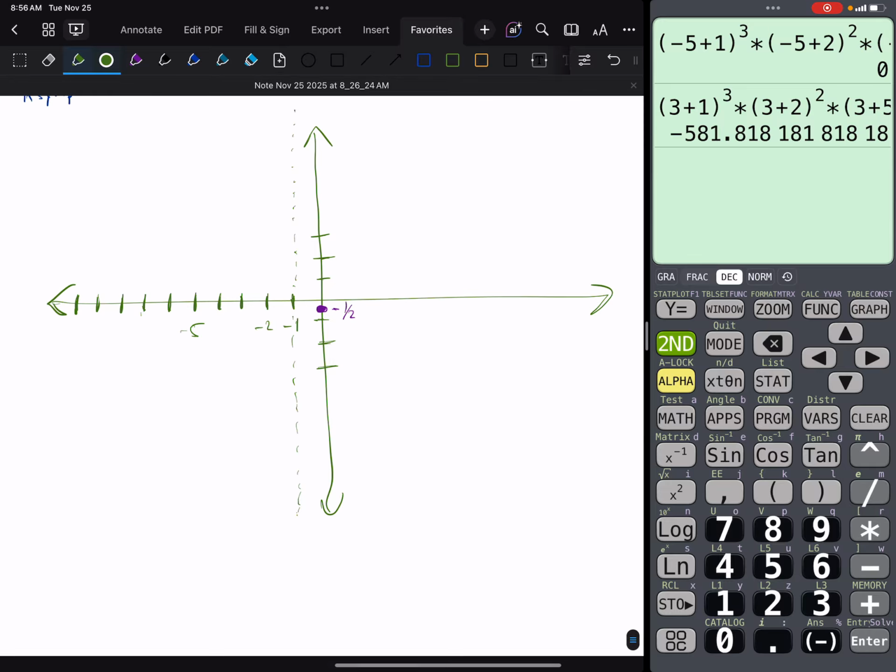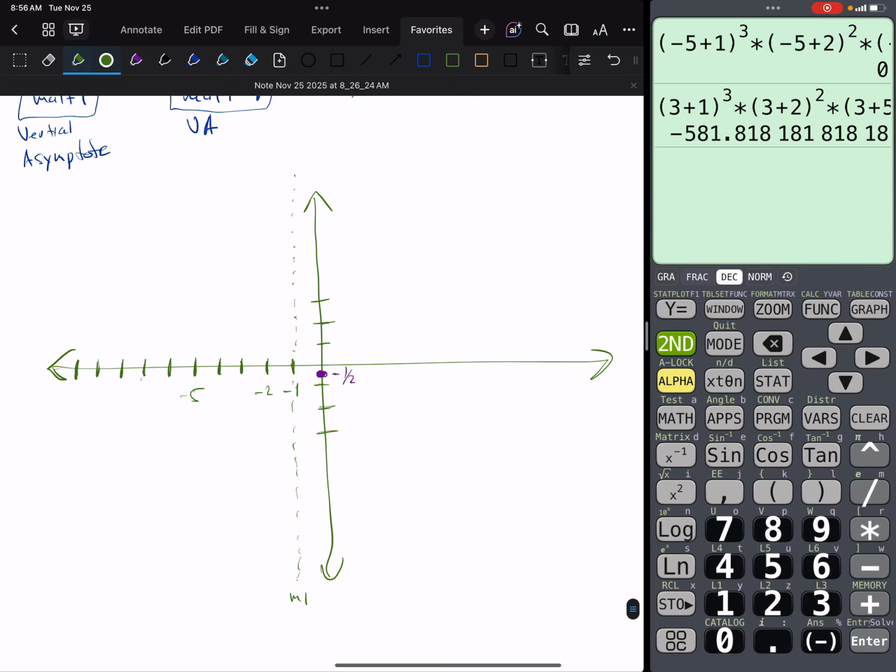And then at the bottom of that, I like to write in what the multiplicity is to remind me when I'm sketching in what the behavior around this vertical asymptote must be. I'm sorry, those are zeros. Those aren't VAs. What am I doing? This is why we have an undo button. There we go.